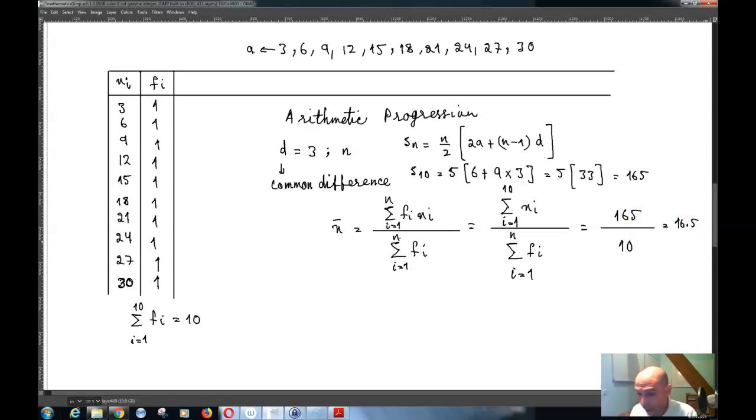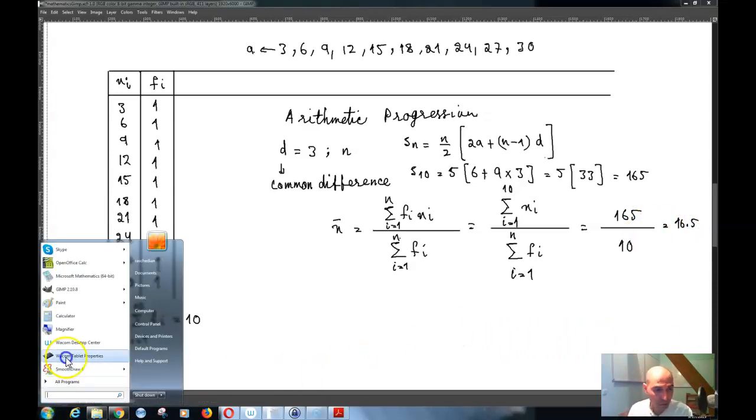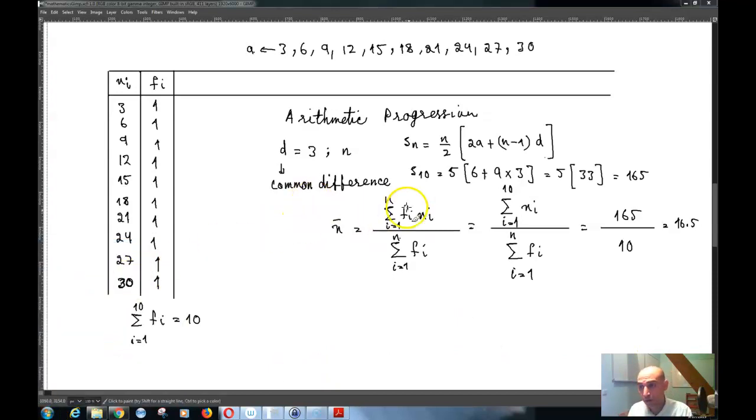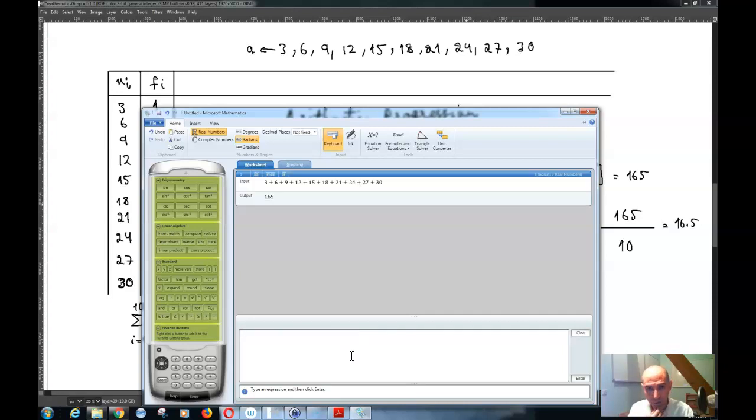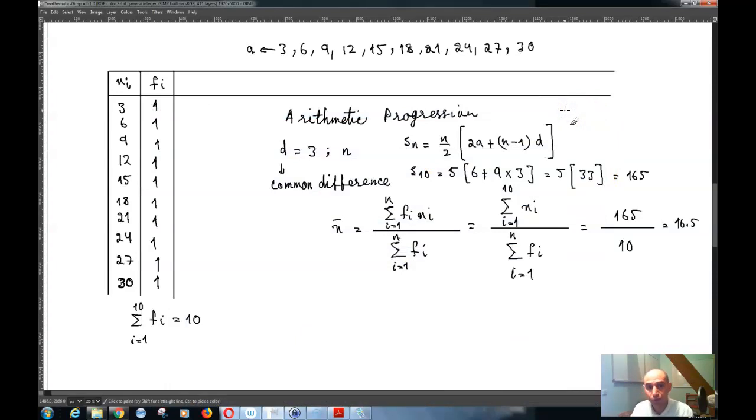So then I can write 165 divided by 10 is 16.5. And if you add these numbers together the usual way using, for example, a calculator, you would get the same answer. Meaning that if I write 3 plus 6 plus 9 plus 12 plus 15 plus 18 plus 21 plus 24 plus 27 plus 30, it is equal to 165. So that's basically the mean of your numbers: 16.5. So x bar is equal to 16.5.